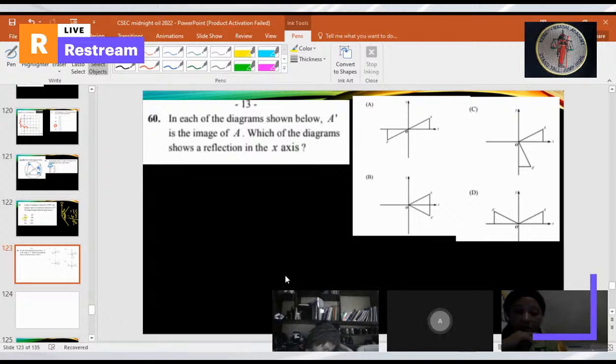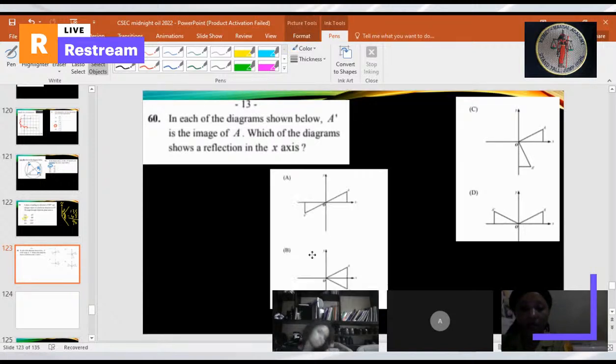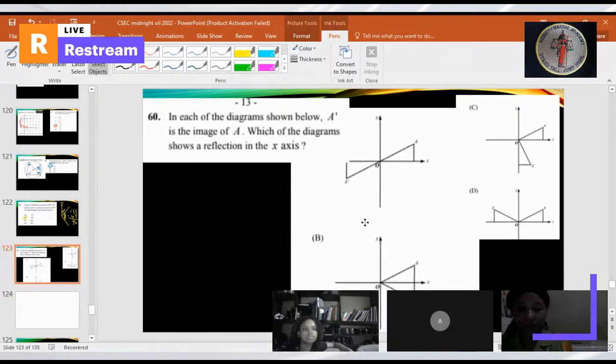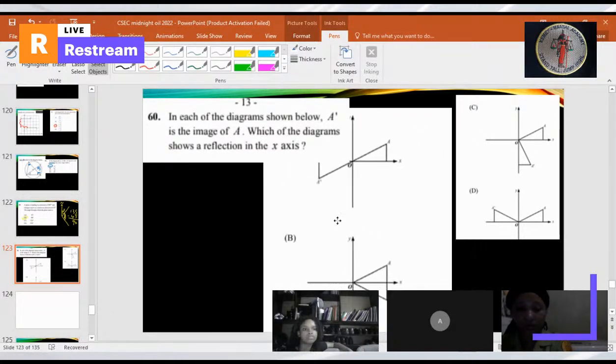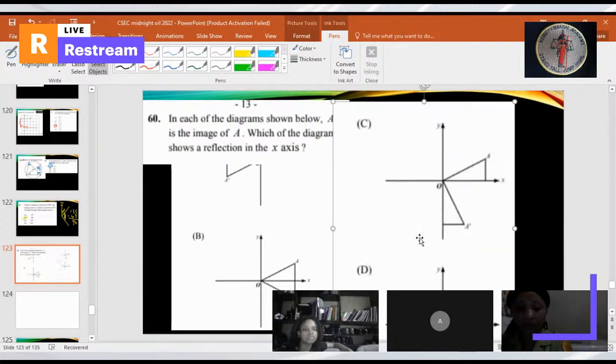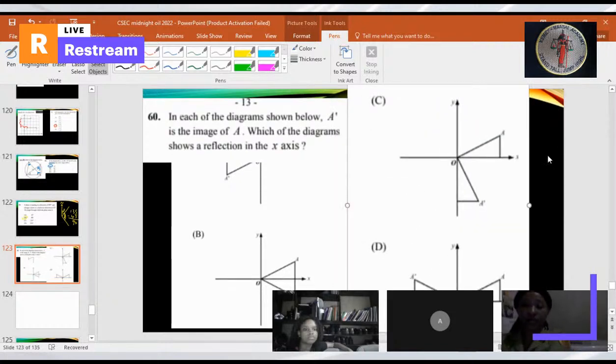Can you zoom in on the picture a little bit? Okay. So we're looking for a reflection in the x-axis. So that's that one. And then this one here, which one shows a reflection in the x-axis?